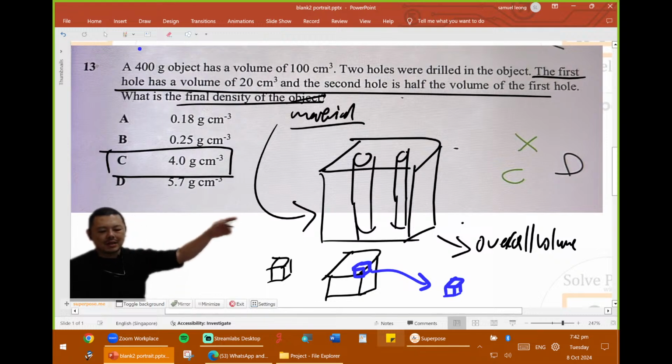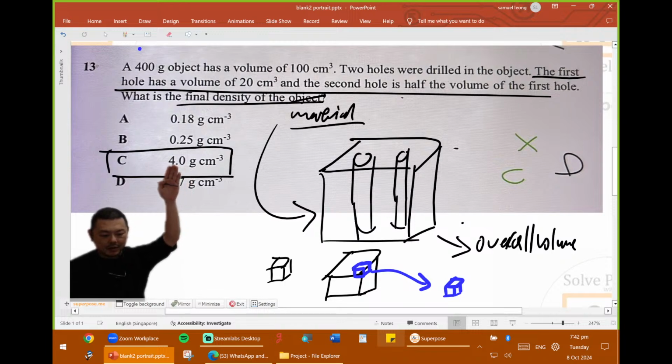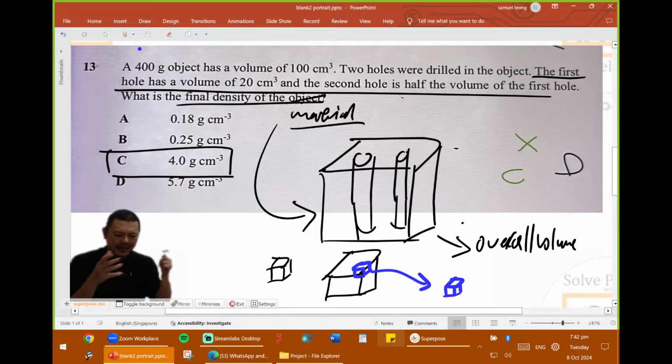So this one here, even if you drill a hole through, what they're saying is that density is the same. At first, I was ready to tell you it's four. Then I was thinking, did they mean that you drill a hole so that it can float or something like that? Then I realized, huh?